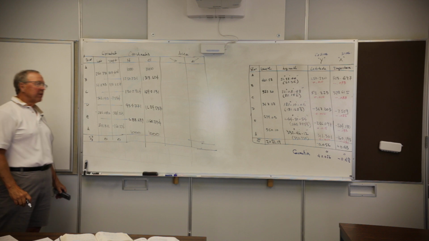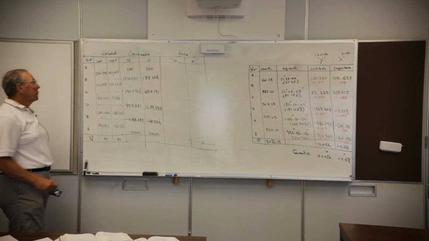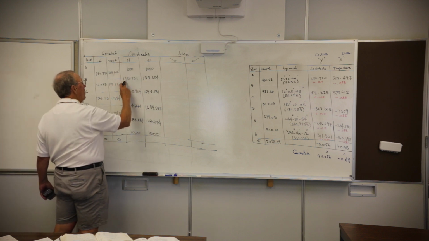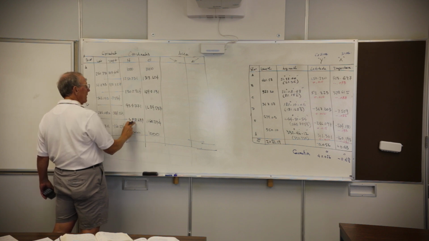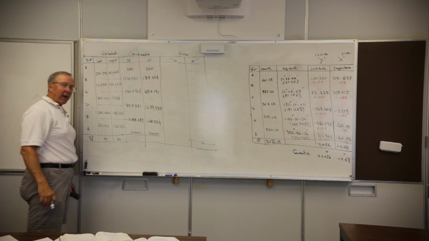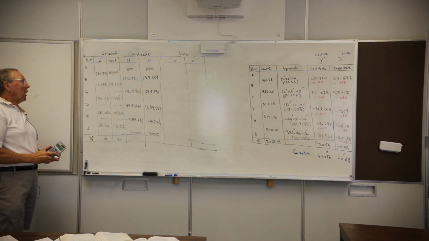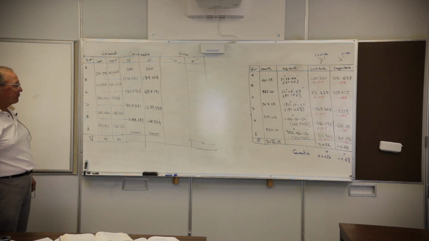So there are the coordinates of each of those points. The coordinate of point A is 1,000, 1,000. B is 1250, 1313. C is there. D, E. Back to A for check, and we're done. Okay, now the area.